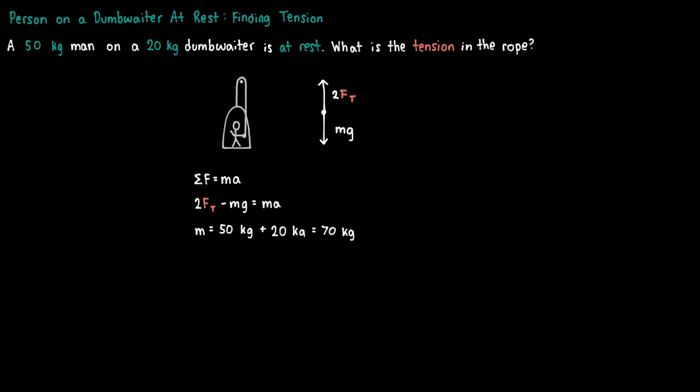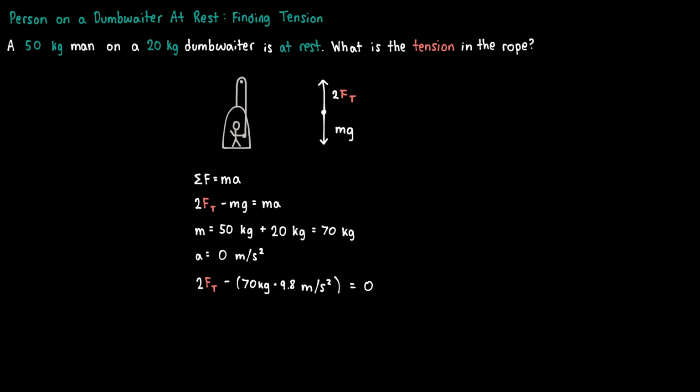Next, let's go ahead and solve for mass. We're considering the person-dumbwaiter system to be one combined mass, so we'll add them together to get 70 kilograms. Now we just need acceleration. This is going to be 0 meters per second squared because the person is at rest and not accelerating. Finally, we can go ahead and sub everything into our equation and solve for the force of tension.